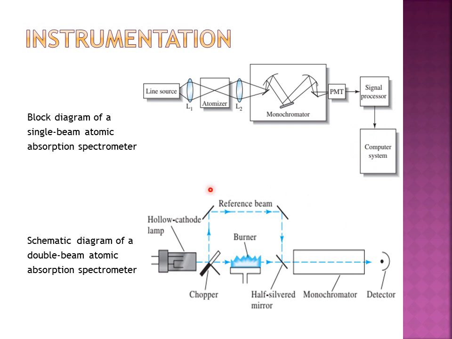And here is the schematic diagram of a double beam instrument. The first component is the same. You can see the hollow cathode lamp which produces radiations, and these radiations are separated into two equal beams by using this chopper. One beam acts as the sample beam while the other acts as a reference beam. The sample beam passes through the burner, through the atomizer where gaseous atoms are present, and here is the absorption phenomenon, and the rest of the instrumentation is the same. There is a monochromator, there is a detector, and then there is a computer system.